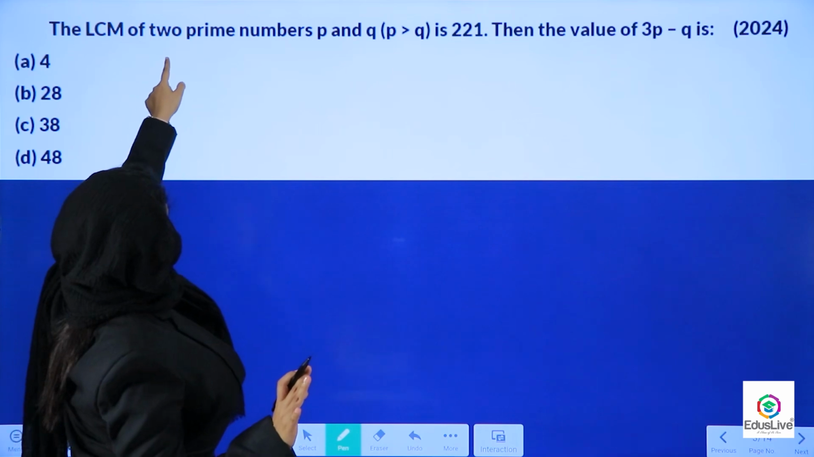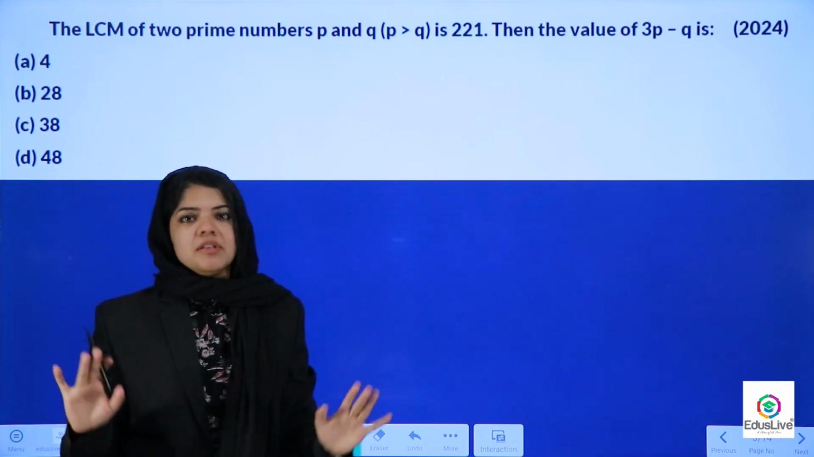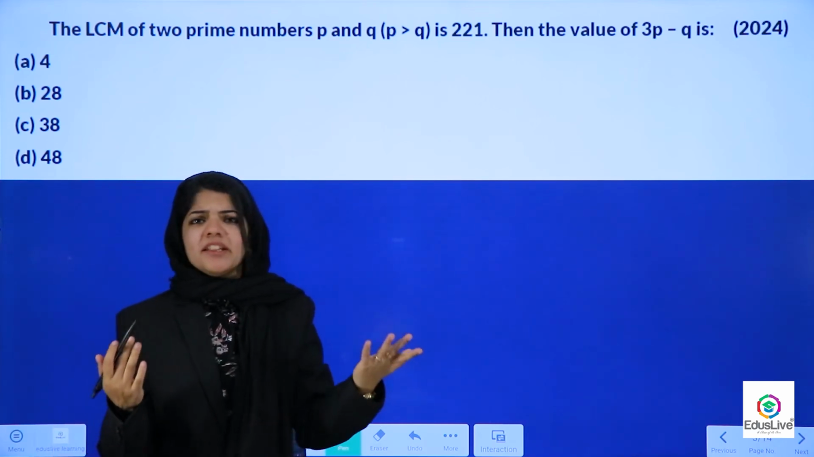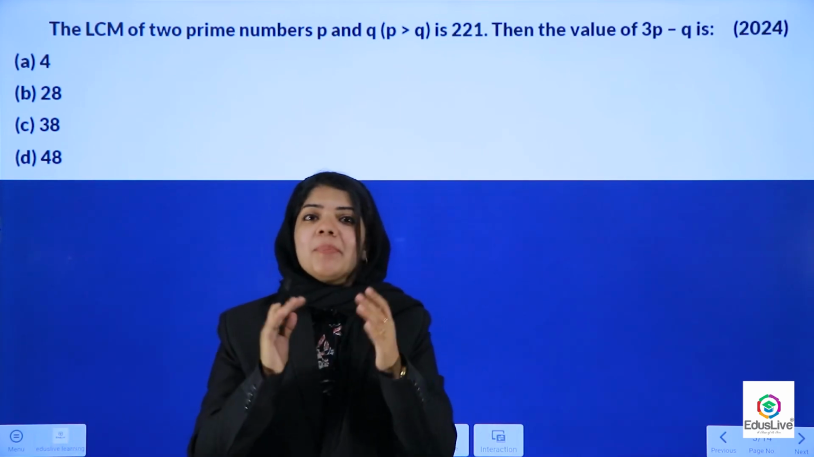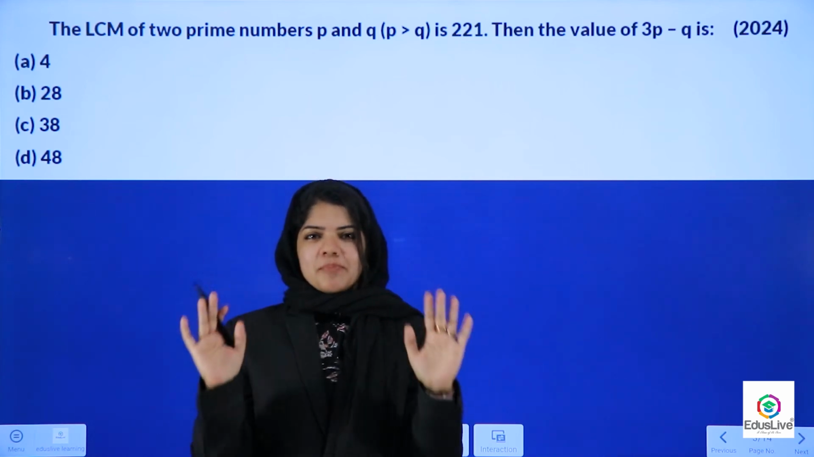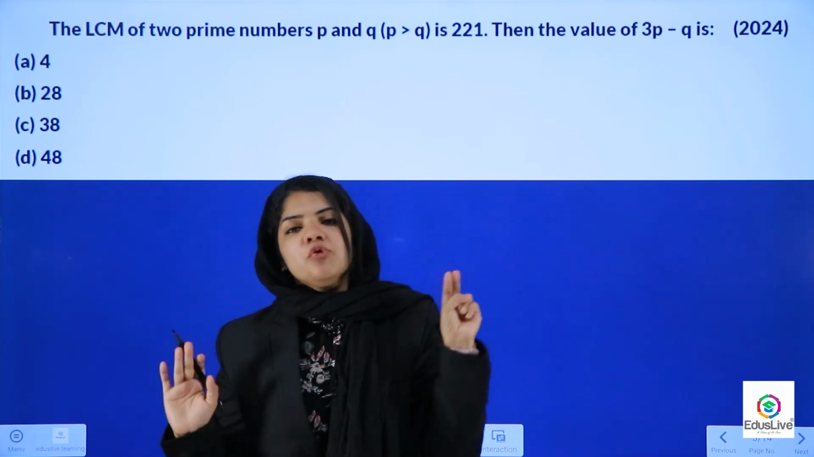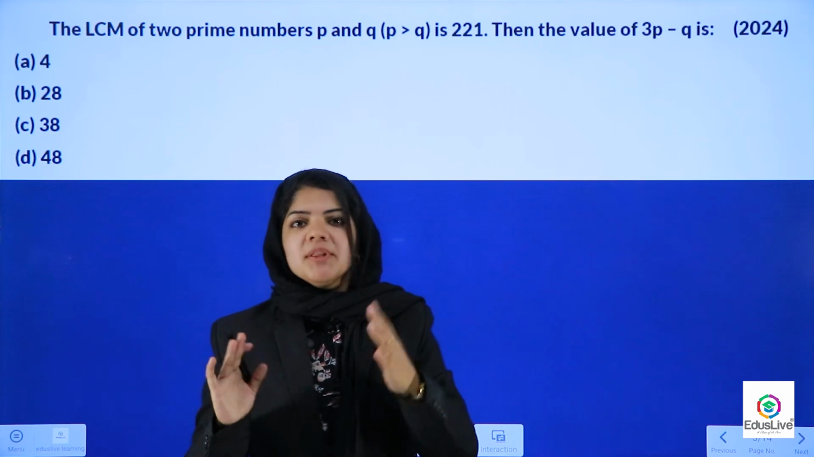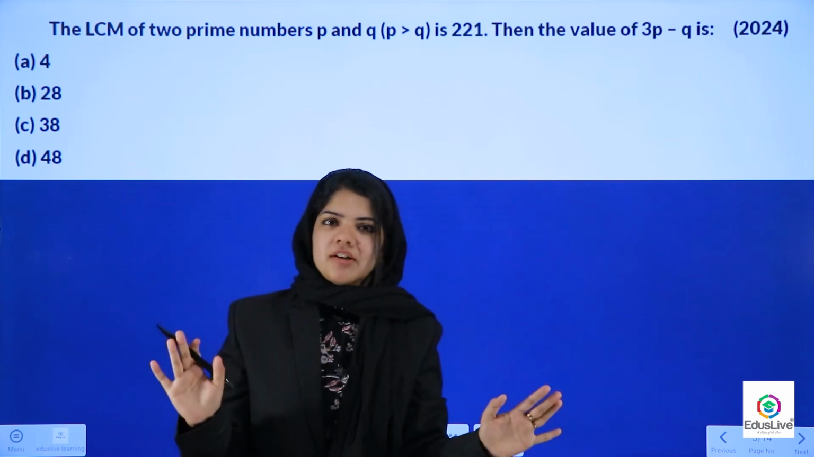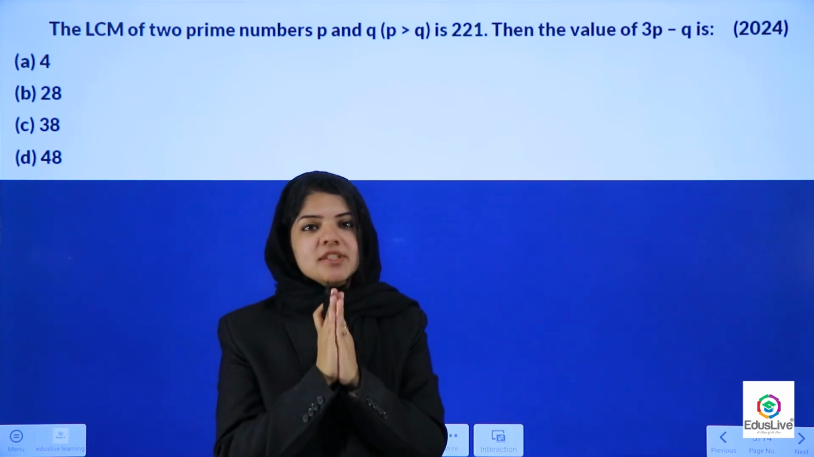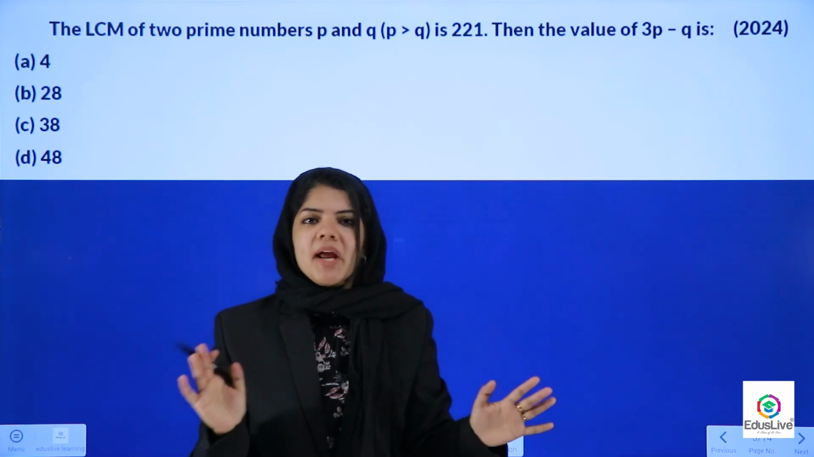It is given the numbers are prime numbers. We know for prime numbers, the HCF is 1. For example, take the case of 2 and 3. What are prime numbers? Prime numbers we have learned in lower classes. Prime numbers are numbers that have only two factors, that number and 1. For example, 3 has factors only 3 and 1. 5 has factors only 5 and 1. Such numbers are called prime numbers.